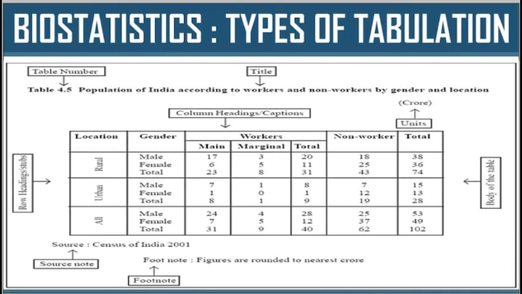So we'll just follow this. First, for tabulation, you need to have a table number. You must have seen tables numbered 4.5, 1.2, 3.5. That is a reference: if it is 3.5, then 3 is the chapter or unit number, and 5 is the figure number or table number. So first we'll have a table number.